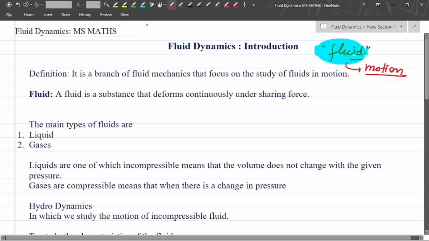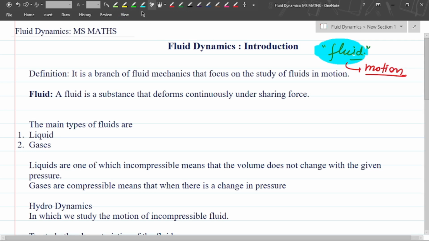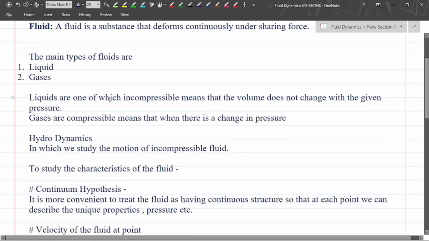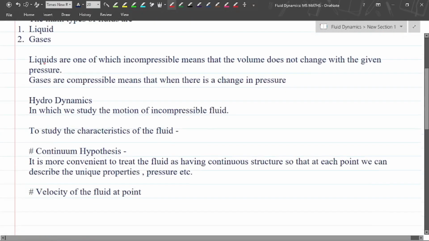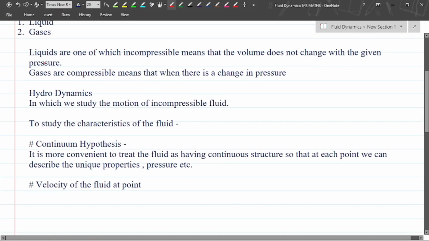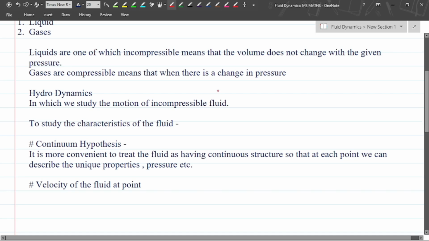So we can start with the definition. What is the definition of fluid dynamics? It is a branch of fluid mechanics that focuses on the study of fluids in motion. The fluid is basically categorized into two parts, liquid and gases. We all know what liquid is and what gas is, but we can introduce a simple definition to have an idea about them.